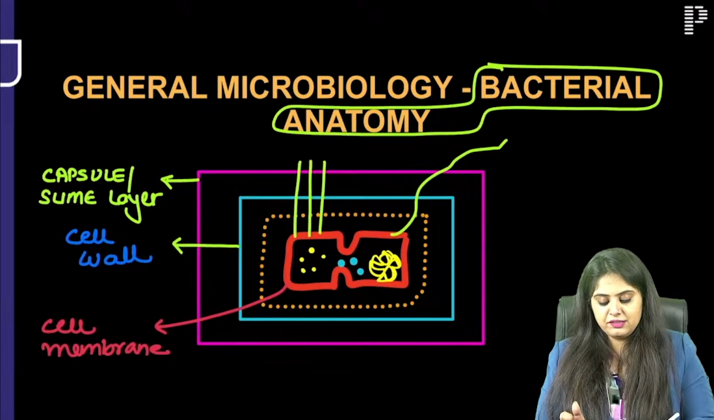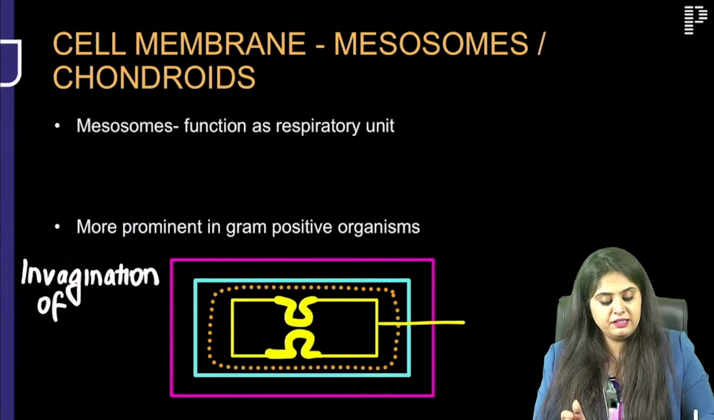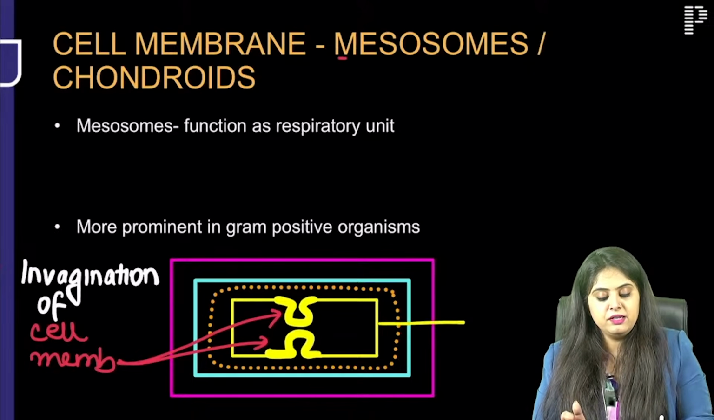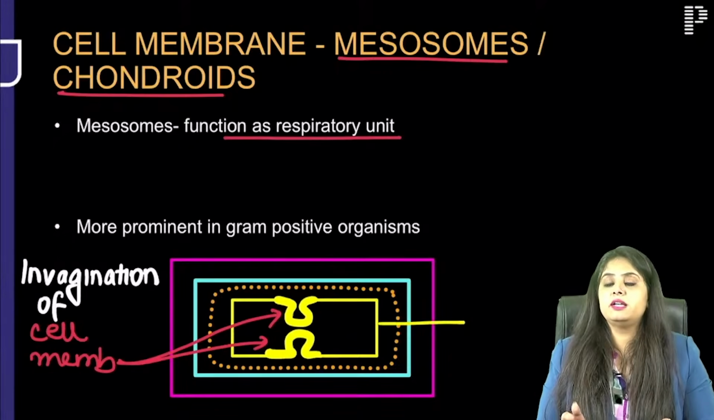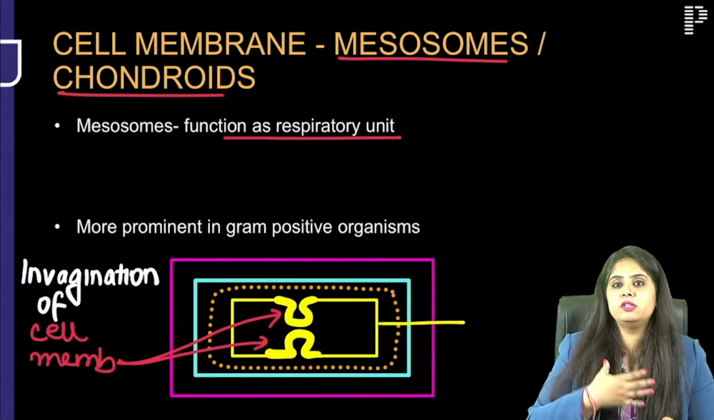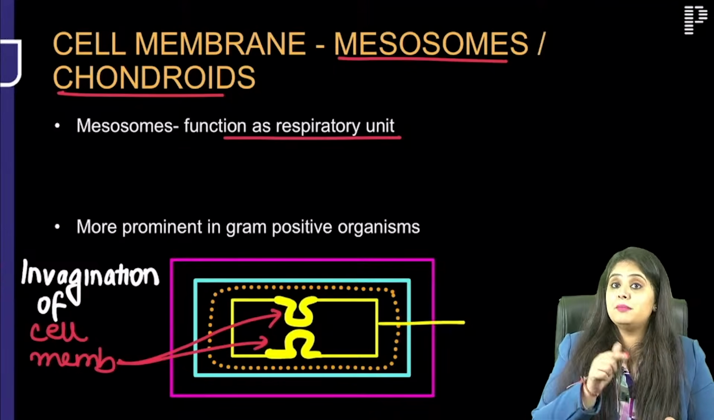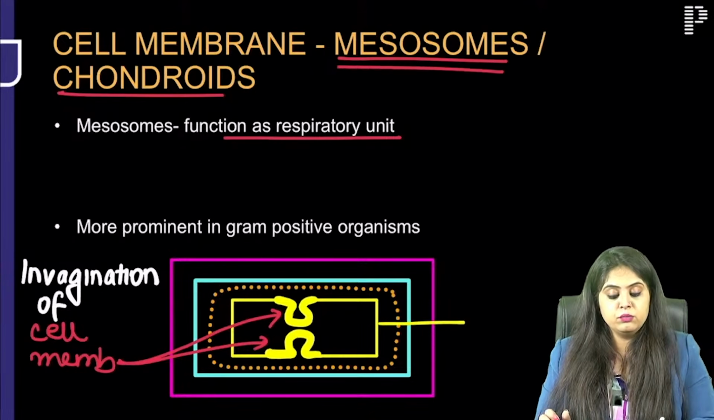Can you all notice? The cell membrane is going inside. What is this known as? This is referred to as the mesosomes or chondroid. Again repeating, it is invagination of what? It is invagination of the cell membrane, that is known as mesosome or chondroid. You will ask me, what does it do? It is a respiratory unit. Like, what do you use for breathing? You use lungs. So for human beings, there are lungs, right? But for bacteria, what is there for breathing, for respiration? They are the mesosomes or chondroid.